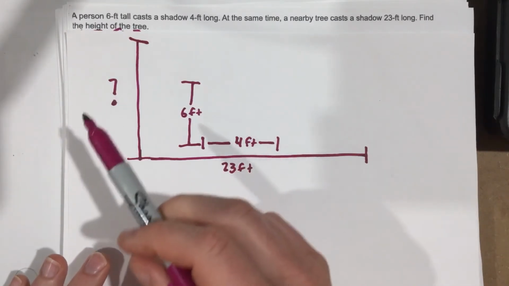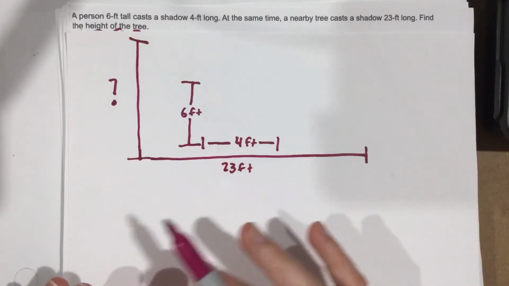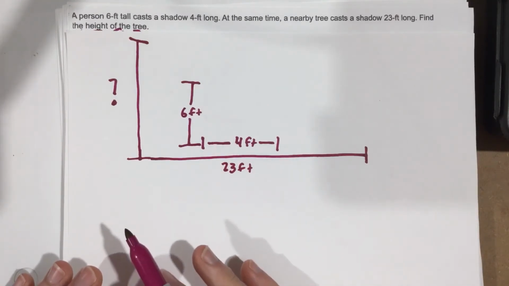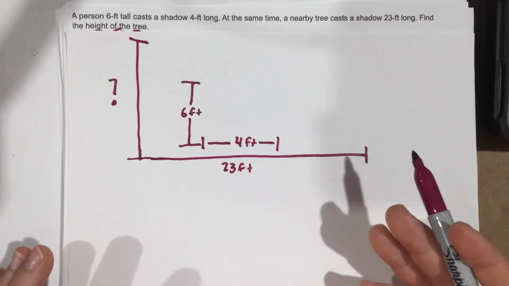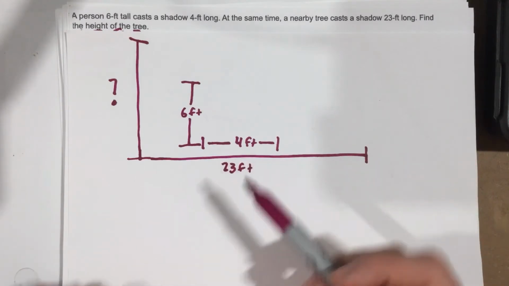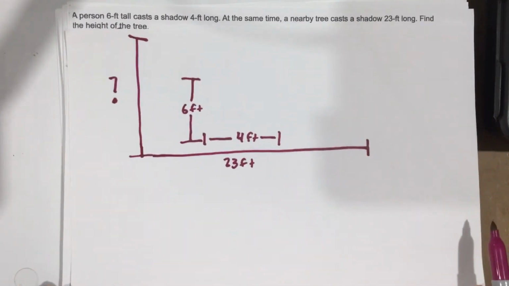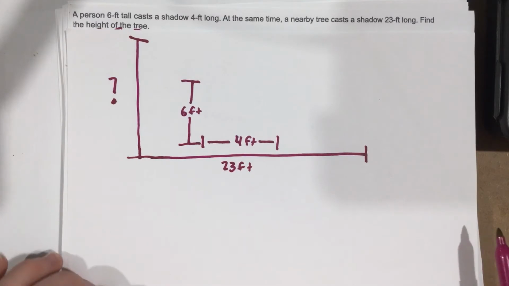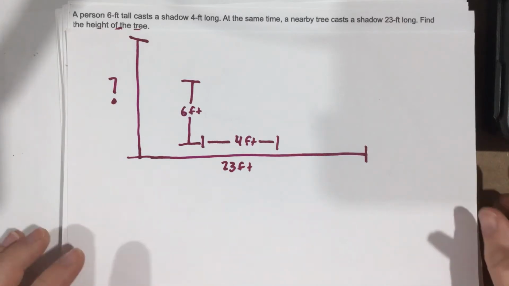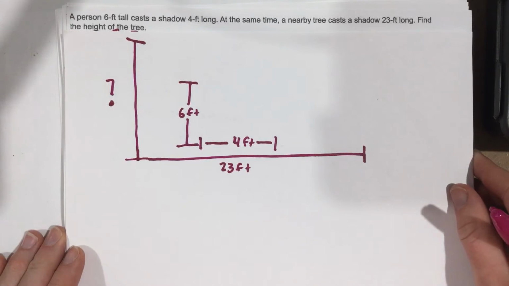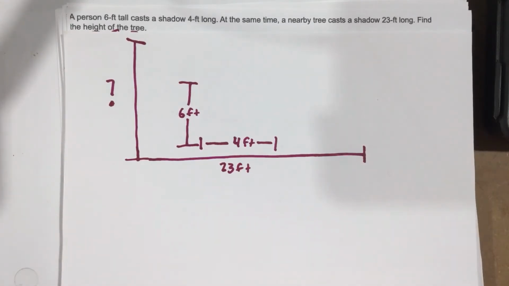So we know the sun for each object is at the same angle, right? The sun is a long ways away, so no matter where it's at, it's casting basically the same angle on each of these objects. Because it's casting the same angle on each of these objects, we know that they're going to have some sort of ratio between their height and their shadow. So we can actually set up a proportion here.